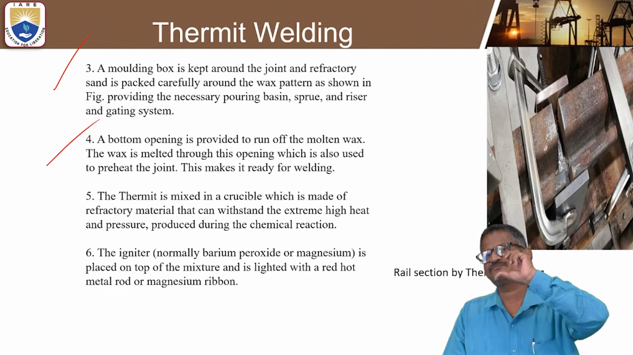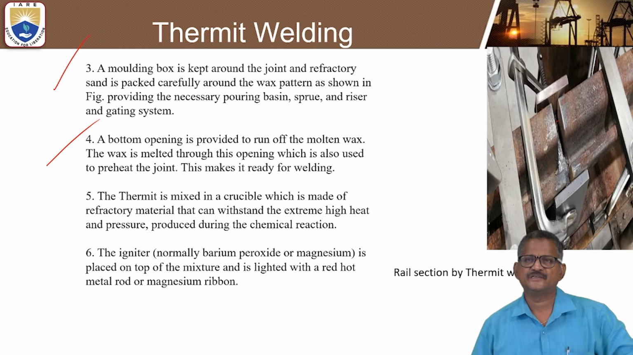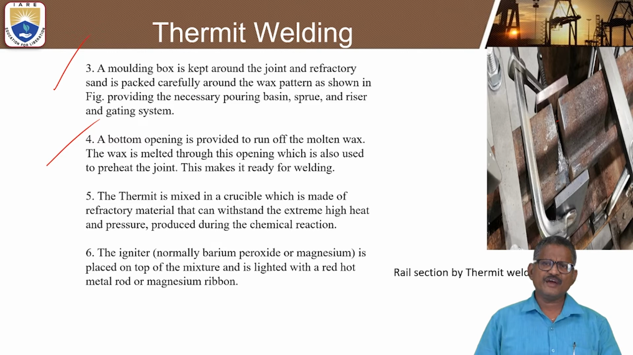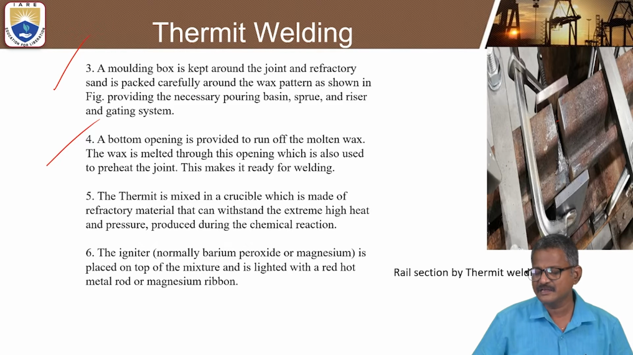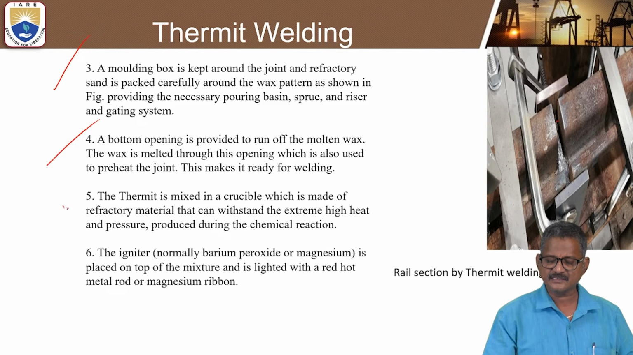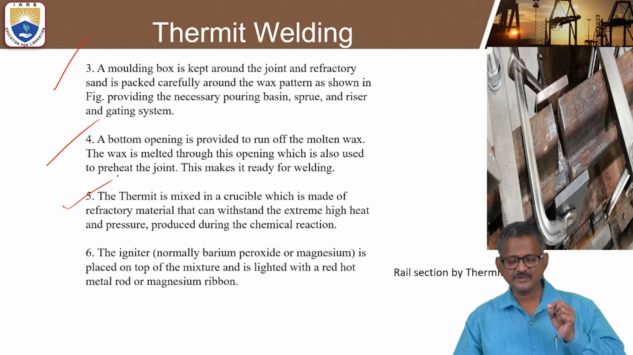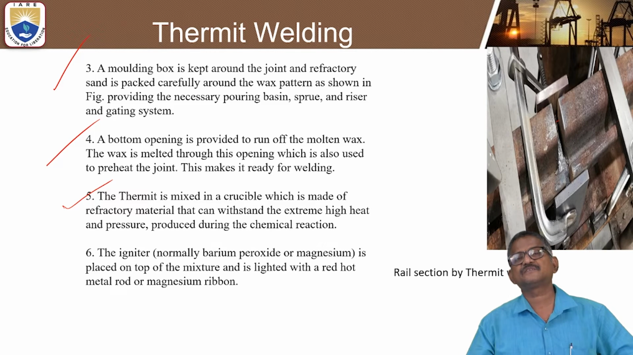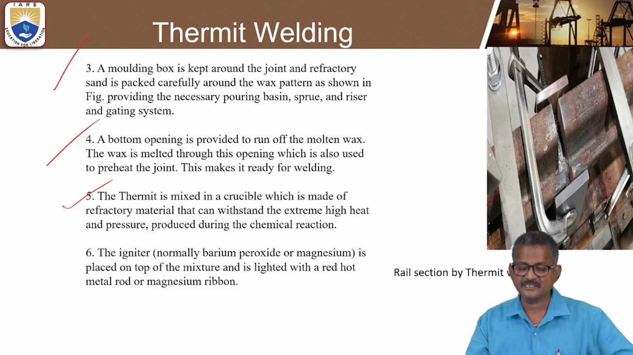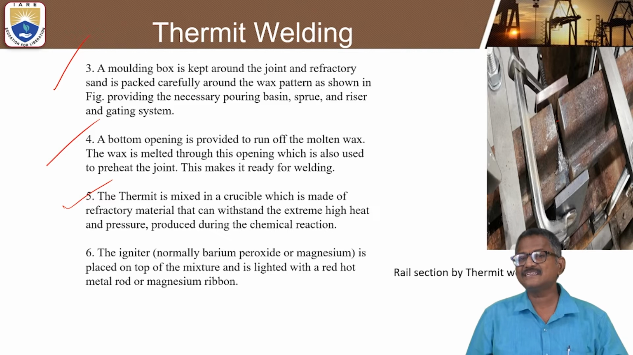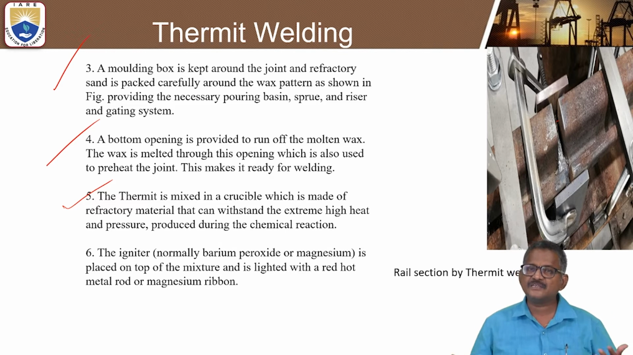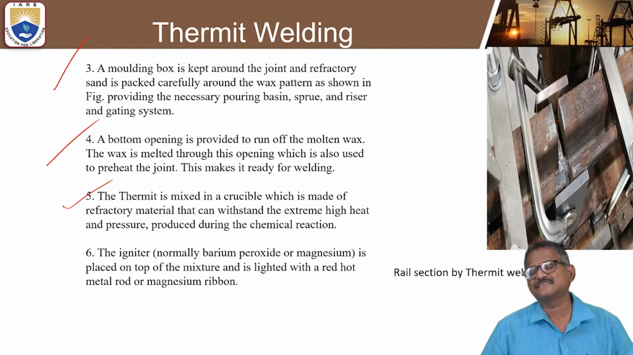So if there is more wax and some over melting, it leads to a lot of problems in this thermite welding process. Another interesting point is that the thermite mixture is in a crucible made of refractory material that can withstand the extremely high heat and pressure produced during the chemical reaction.